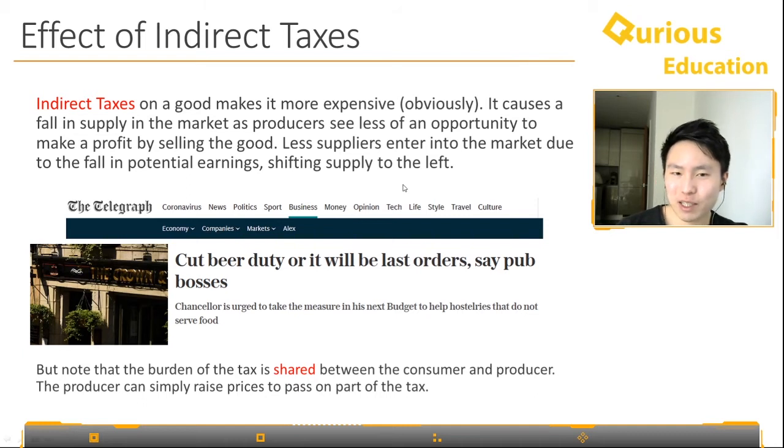Indirect taxes make a good more expensive, obviously, because they cause a fall in the supply in the market. This is because producers see less of an opportunity to make a profit by selling the good.